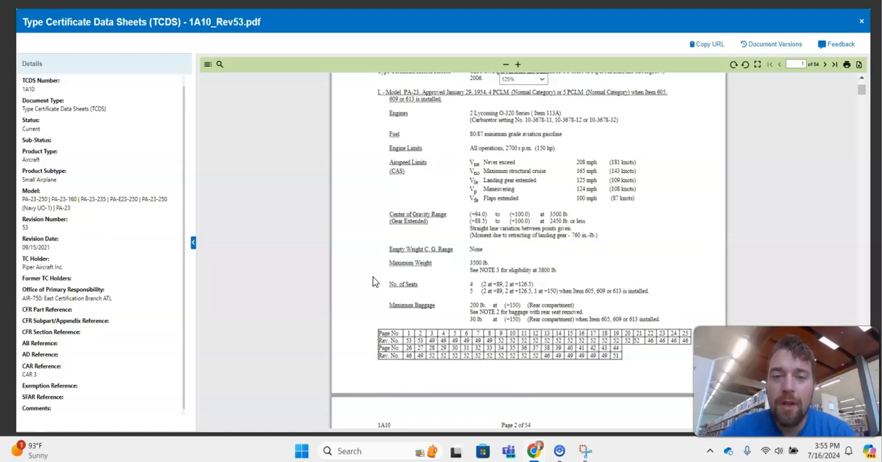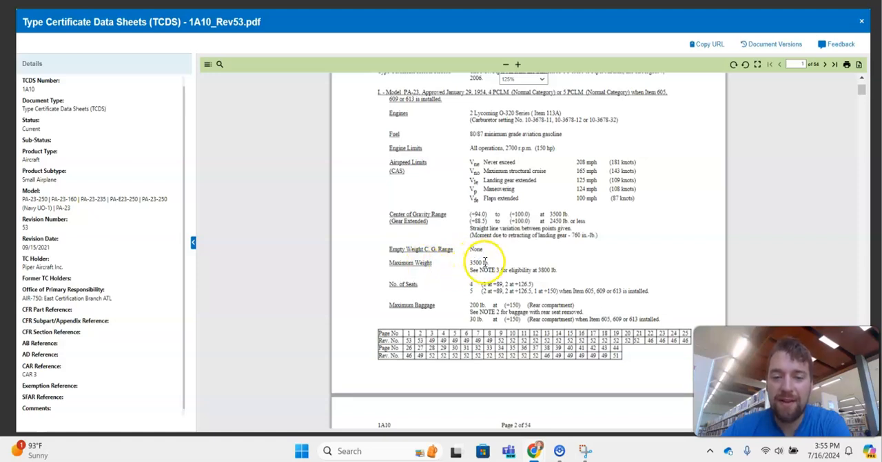So the PA-23, let's see, they will allow 2 Lycoming O-320 series engines. They have a fuel grade of 80/87. Engine limits are 2700 RPM. They have airspeed limits in miles per hour and knots. They have the center of gravity range, which says that your center of gravity is between station 94 and station 100. Again, you don't need to know what that means yet. Empty weight center of gravity, very often they'll say none on these.